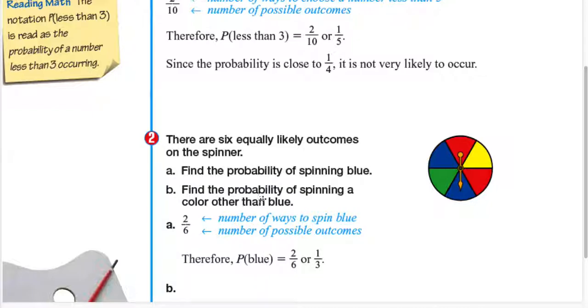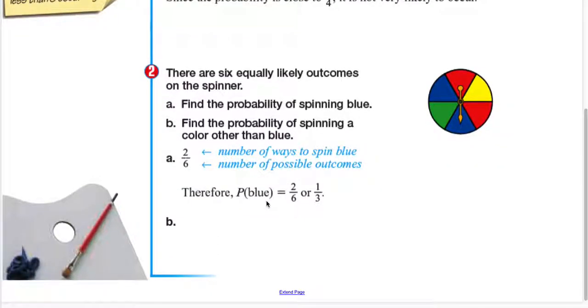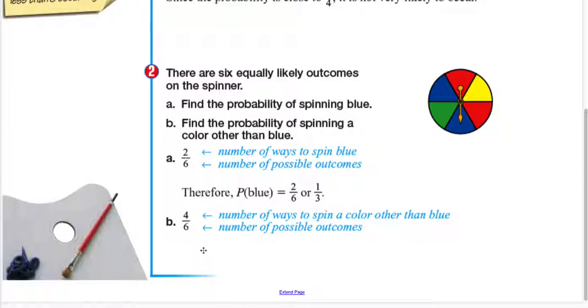And letter B, find the probability of spinning a color other than blue. So we have 4 other colors other than blue. So it will be 4 out of 6, 4 representing the number of ways to spin a color other than blue, and 6 representing the number of possible outcomes. Therefore, the probability of spinning not a blue would be 4 over 6 or 2/3.